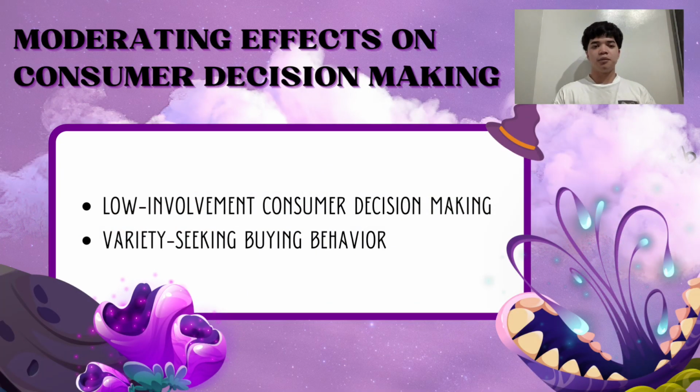This slide discusses the moderating effects on consumer decision making, which influence how consumers choose products. Number 1. Low involvement consumer decision making. This is when consumers make a quick decision, routine purchases with minimal effort, often for everyday items. Next is variety seeking buying behavior. This is when consumers switch brands or try new products, not due to dissatisfaction, but for novelty and change. These two factors affect brand loyalty and marketing strategies, as businesses must adapt to consumer habits and preferences.